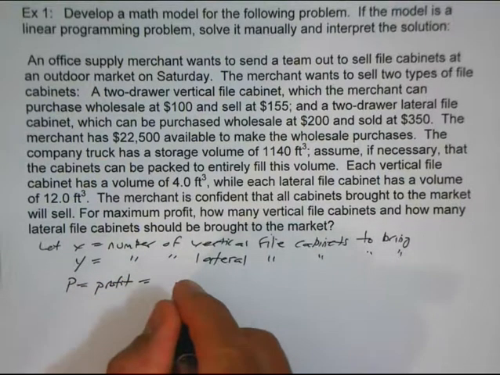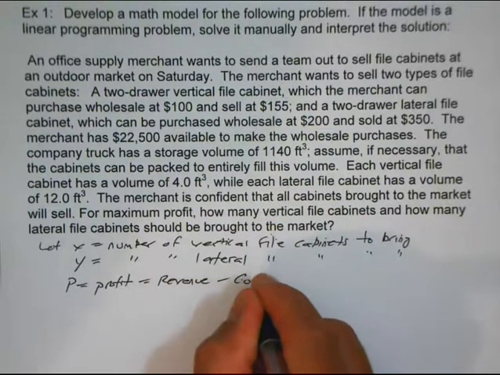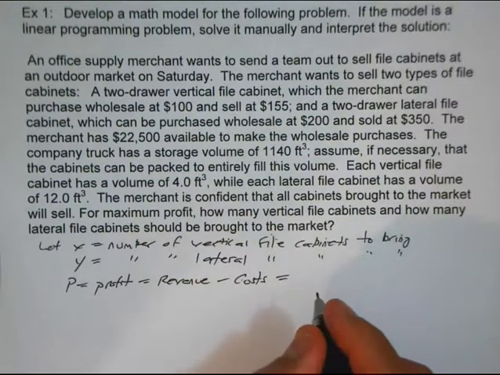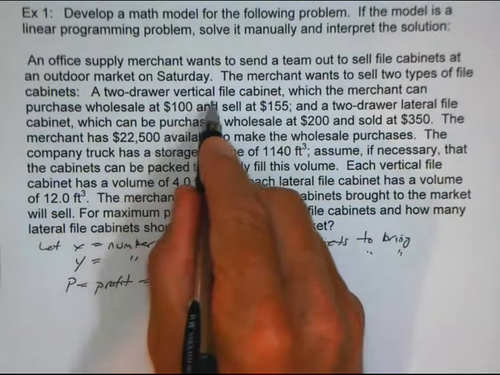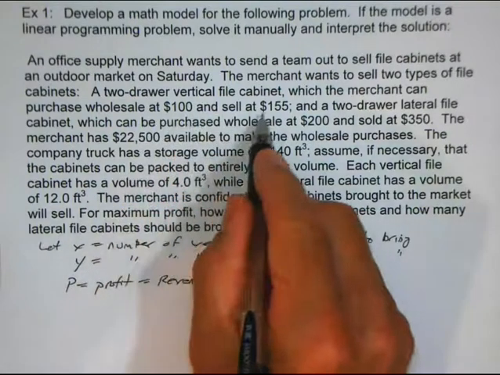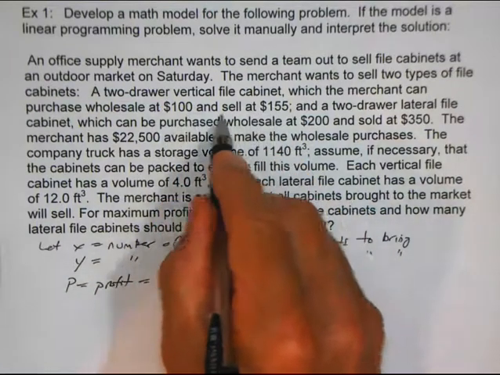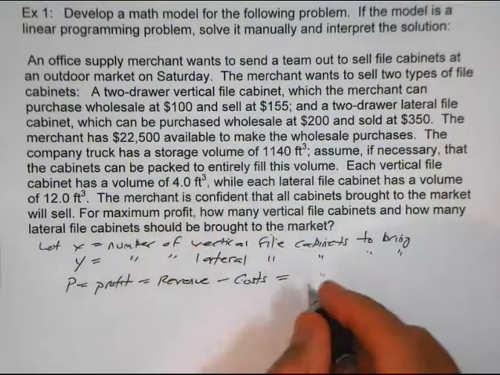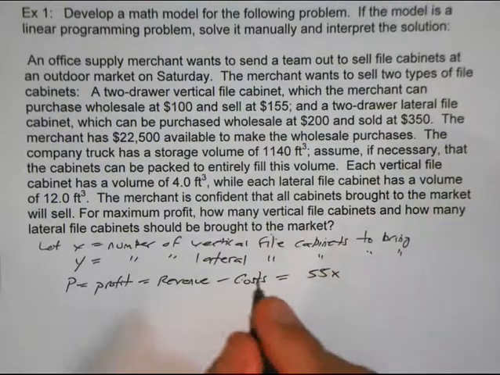And profit is, of course, revenue, money coming in, minus costs. And what's that in this case here? We can even make a formulation, because right here we have, for instance, the one vertical file cabinet purchased wholesale at 100 sells at 155. Okay, so 155 minus 100, $55 profit on one. If the merchant sells x of them, that would look like 55x for the profit on all the vertical file cabinets.